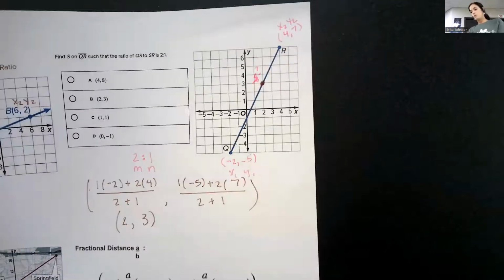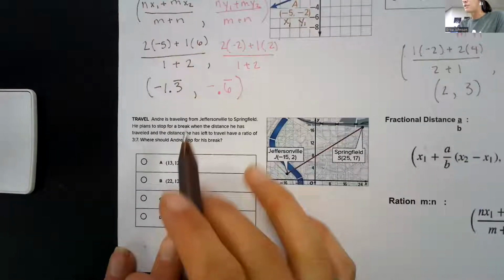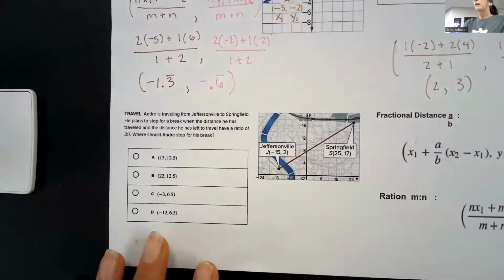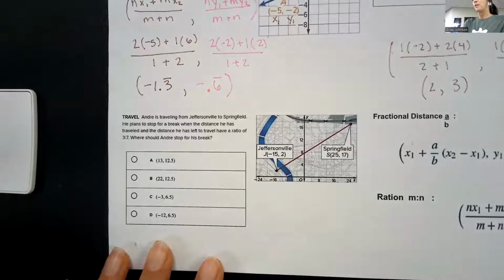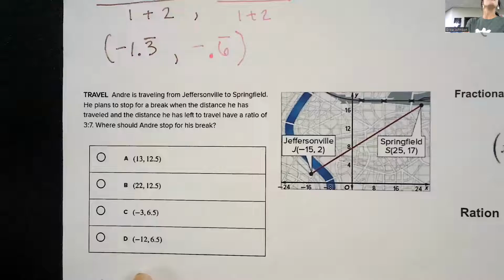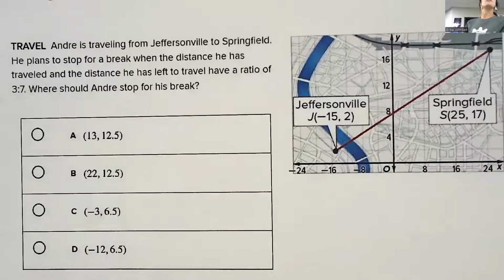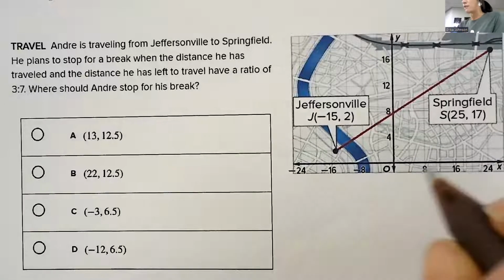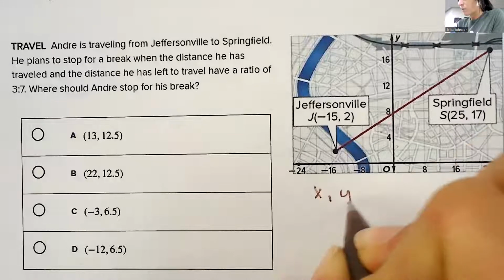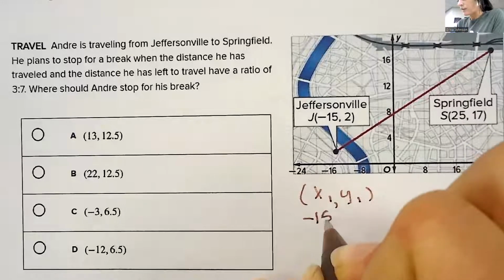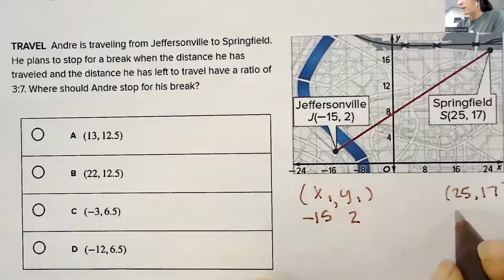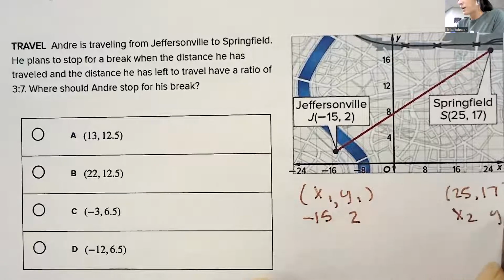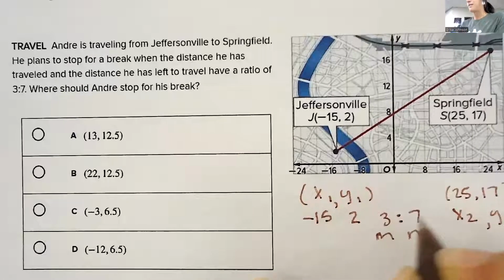So when might you use any of this? Let's see this one here. It says Andy's traveling from Jeffersonville to Springfield. He plans to stop for a break when the distance he has traveled and the distance he has left to travel have a ratio of 3 to 7. Where should Andy stop for his break? Ratio of 3 to 7. He is starting at Jeffersonville, so x1 and y1 are -15 and 2. 25 and 17 are the x2 and y2. And m to n is a ratio of 3 to 7.